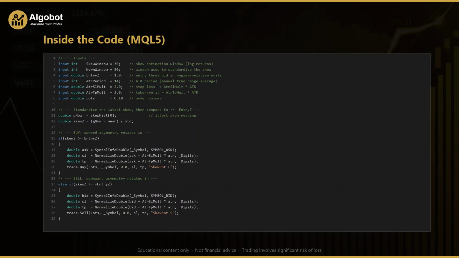Just above the signal blocks, the code takes the latest skew reading and converts it into SkewZ by subtracting the mean and dividing by the standard deviation of recent readings. That single number drives everything.